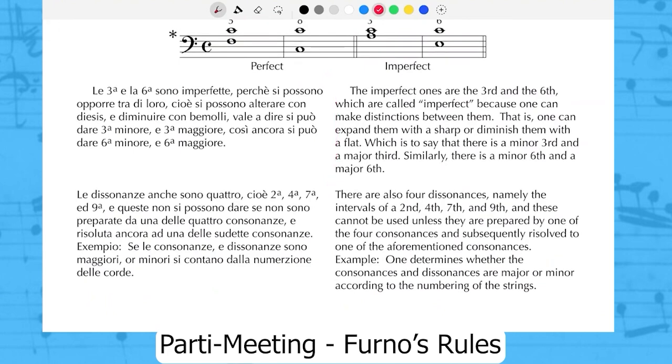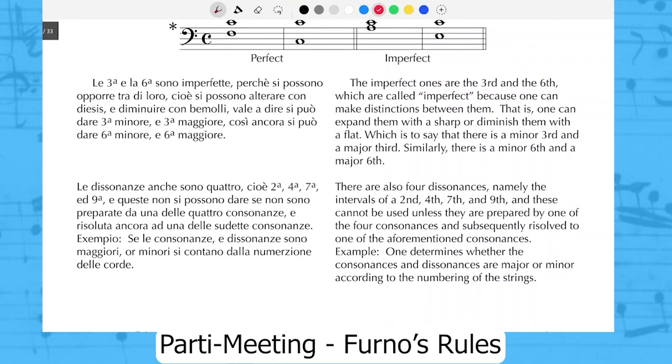The imperfect ones are the third and the sixth, which are called imperfect because one can make distinctions between them. That is, one can expand them with a sharp or diminish them with a flat, which is to say that there is a minor third and a major third. Similarly, there is a minor sixth and a major sixth.